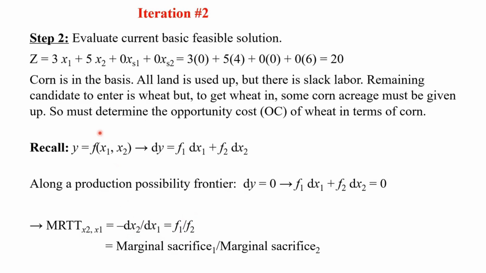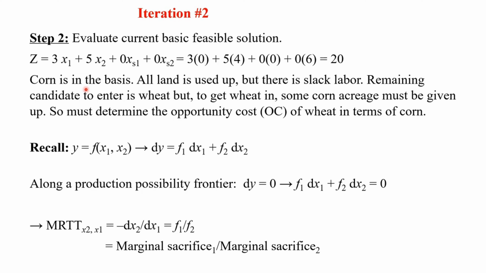So now, iteration 2, step 2. Evaluate the current basic feasible solution. So we have 4 units of x2 times 5 is 20. 3x1, x1 remains 0, so that's 0, and these have 0 value, so the value of z is 20. Corn is in the basis. All land is used up. That's a key. All land is used up, but there is slack labor.